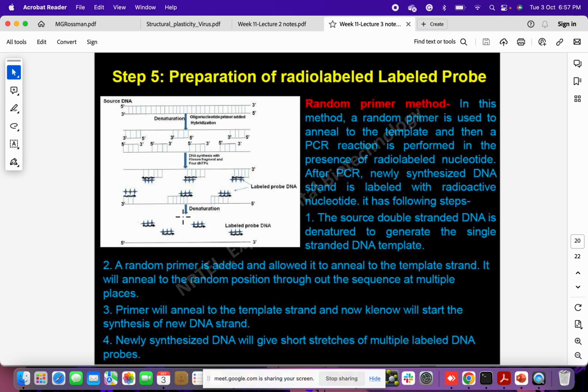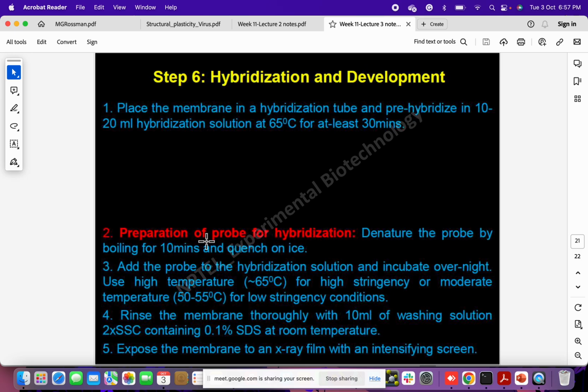A random primer is added and allowed to anneal to the template strand. It will anneal to random positions throughout the sequence at multiple places. Primer will anneal to the template strand, and now Klenow will start the synthesis of the DNA strands. Newly synthesized DNA will give short stretches of multiple labeled DNA probes.